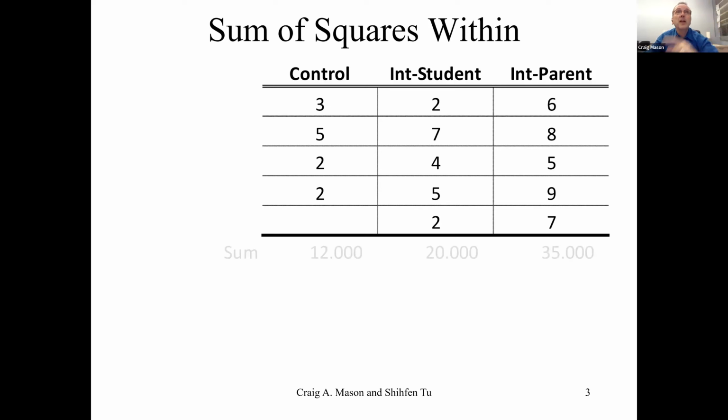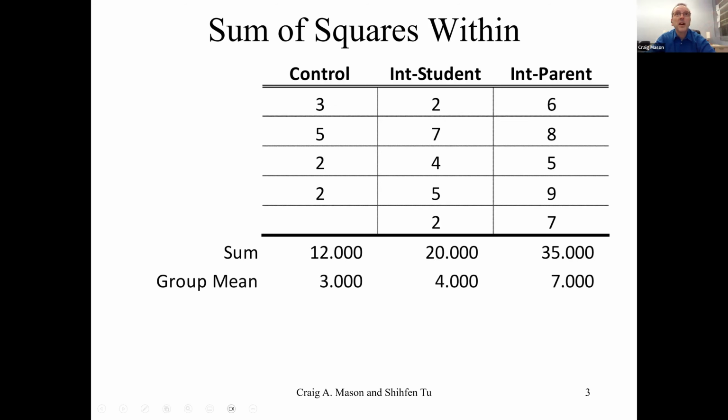So to begin with, let's calculate the sum for each of the 3 groups. I just add up 3 plus 5 plus 2 plus 2, 2, 7, 4, 5, 2, right? I'm just adding up for each of the groups. And then we need to calculate the mean for each group because we're going to do the variance within the group. So 12 divided by 4 is 3, 20 divided by 5 is 4, 35 divided by 5 is 7. So those are our group means.